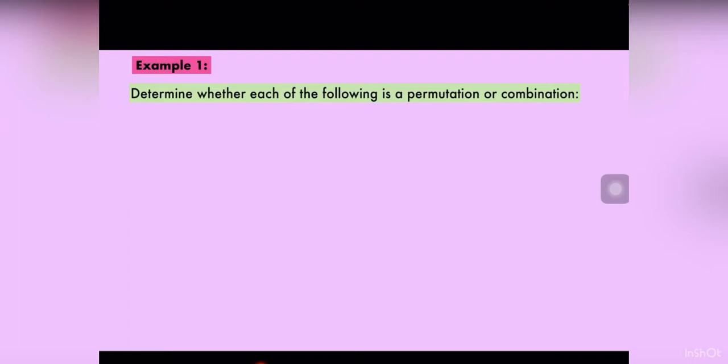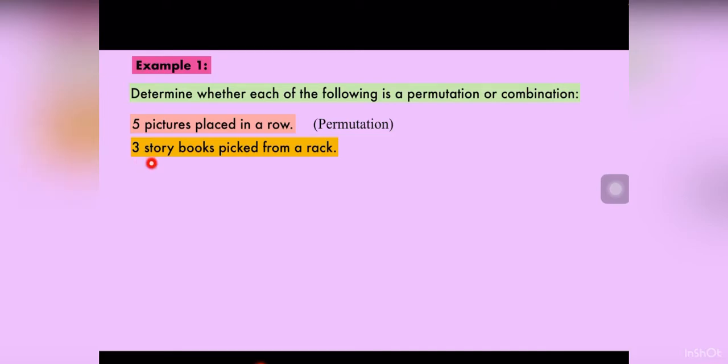Example 1. Determine whether each of the following is a permutation or combination. 5 pictures placed in a row. Okay, it should be permutation because we arrange 5 pictures in a row. 3 storybooks picked from the rack. This must be combination.